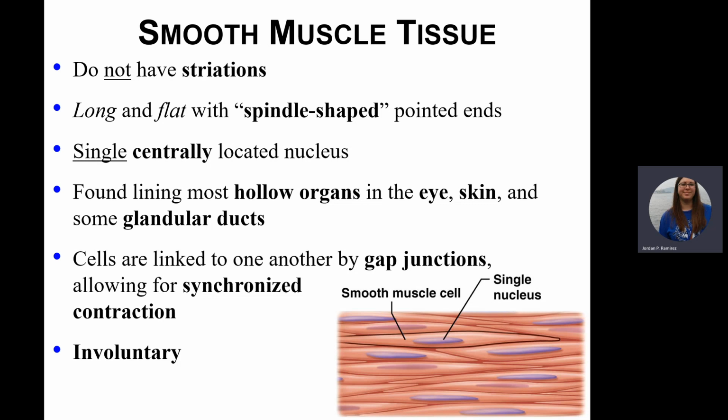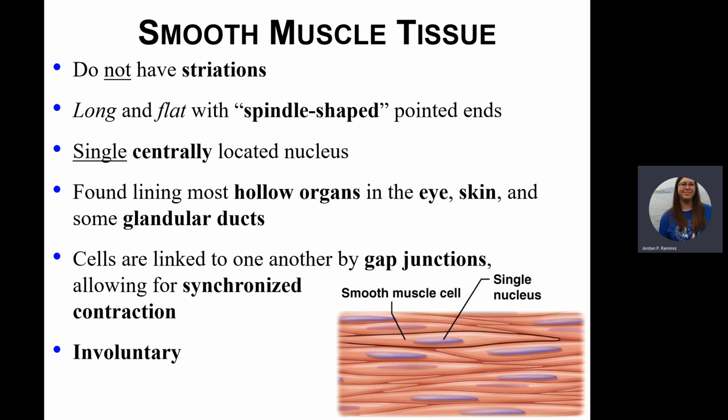All right, so smooth muscle tissue is kind of different than the other 2. Still very important, but it is a little different. Smooth muscle tissue has no striations. These are typically long and flat, kind of spindle-shaped cells with pointed ends. And they typically are uninucleate. They have a single centrally located nucleus. They're also found lining most hollow organs, for example, the skin, the eye, and some ducts.